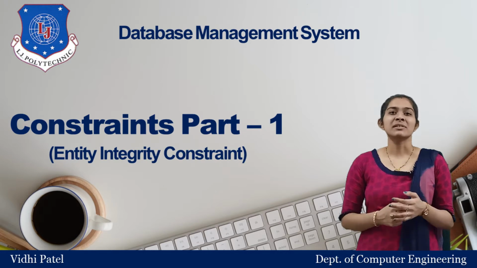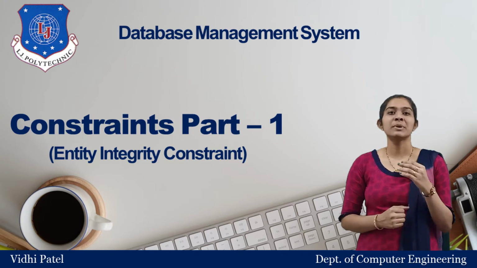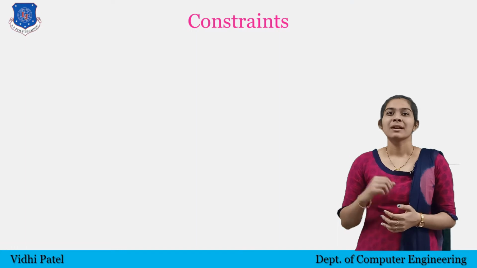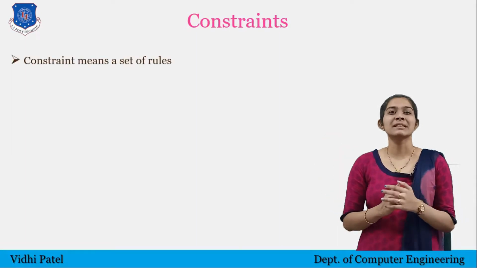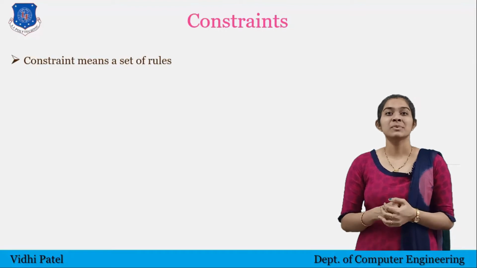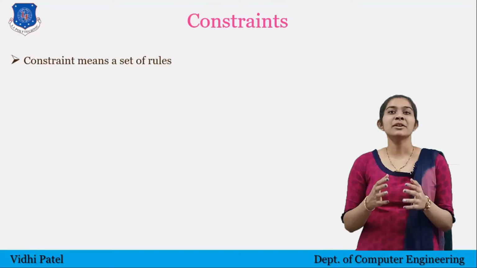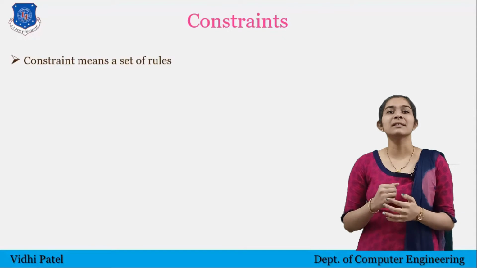We will see constraints which are used in the database system to restrict the data to be entered into the database in this tutorial. Constraints. Constraint means a set of rules, or we can say conditions. Constraint means restrictions enforced on the database. Constraints bind user to enter particular values which satisfy certain criteria in the database.